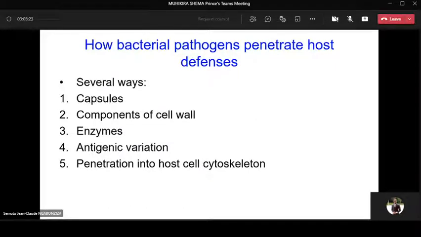And how does it penetrate to the host? By evading the defense. Either they have capsule that inhibit phagocytosis, some component of cell wall, some enzyme, some variation of antigen we have seen, then penetration into cell cytoskeleton. So it means by being inside host cell, we just protect the bacteria from being killed or neutralized by the immune system, host immune system.